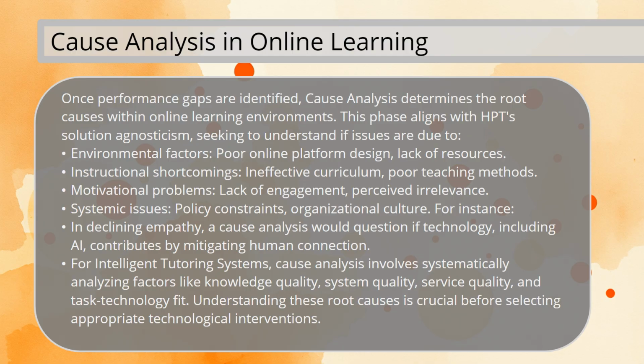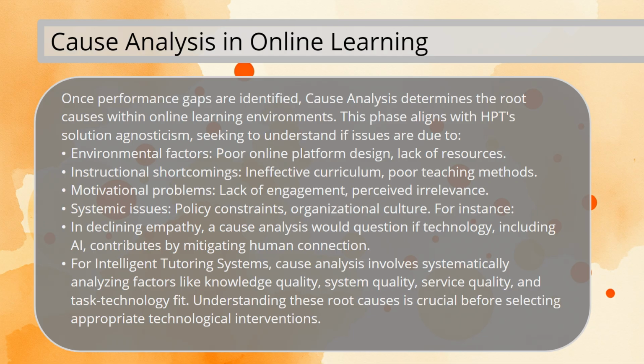Once we've identified the performance gaps, the next crucial step in HPT is cause analysis. This phase is all about determining the root causes of those gaps within online learning environments. It strongly aligns with HPT's principle of solution agnosticism, meaning we don't jump into a solution until we understand the underlying problem. We're asking, are the issues due to environmental factors such as poorly designed online platforms or a lack of accessible resources? Are they due to instructional shortcomings like an ineffective curriculum or poor teaching methods?